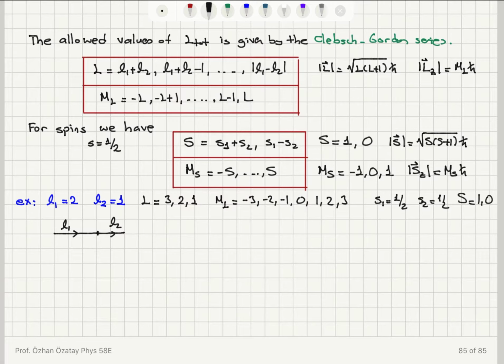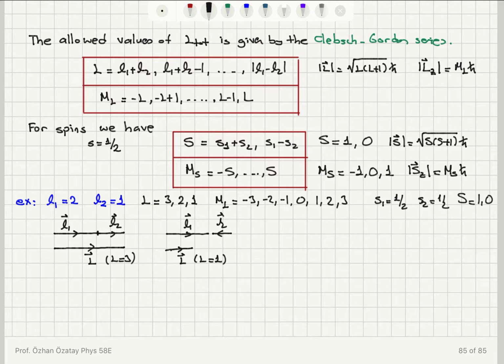And the total one, if you add them up, you get the total angular momentum vector L, which has a quantum number L equal to 3. So that's one way to add them up. And then you can have the L1 vector like this, and the L2 vector like that. So you subtract them, and you obtain a vector capital L which has a magnitude L equal to 1.